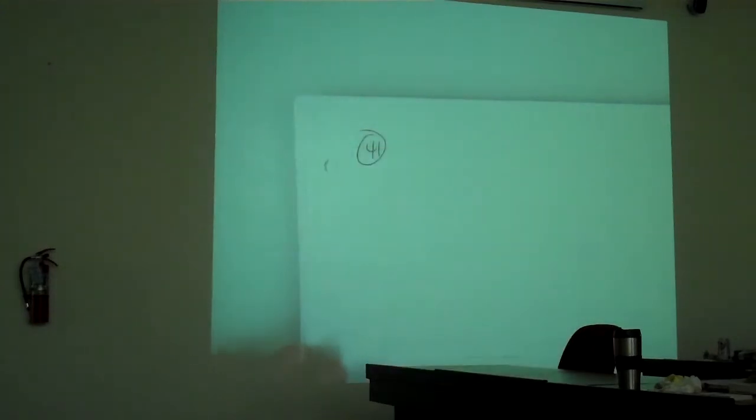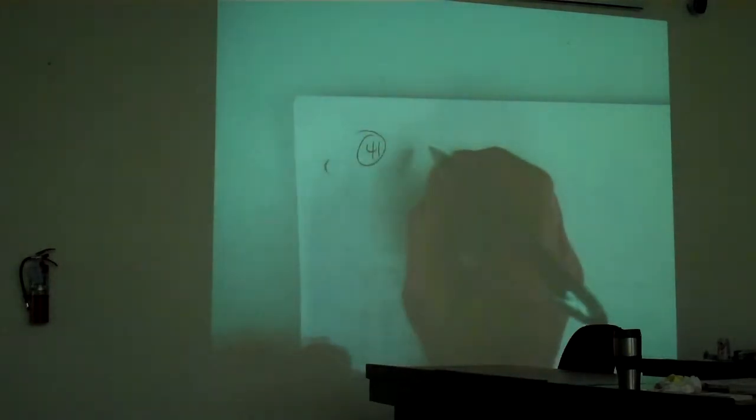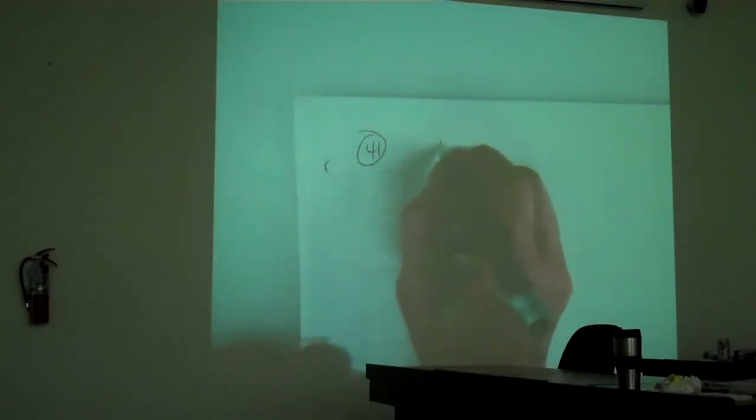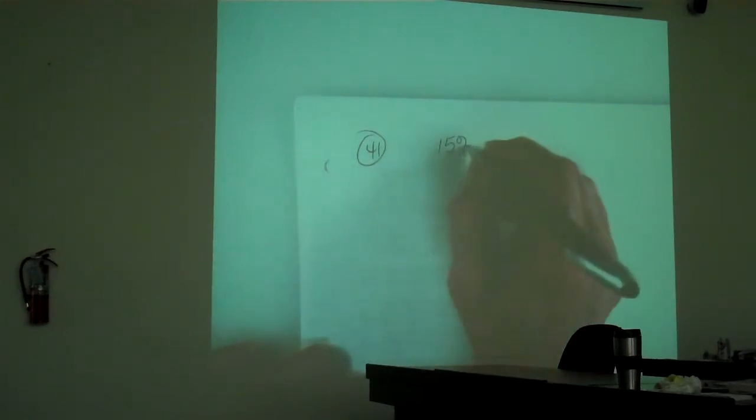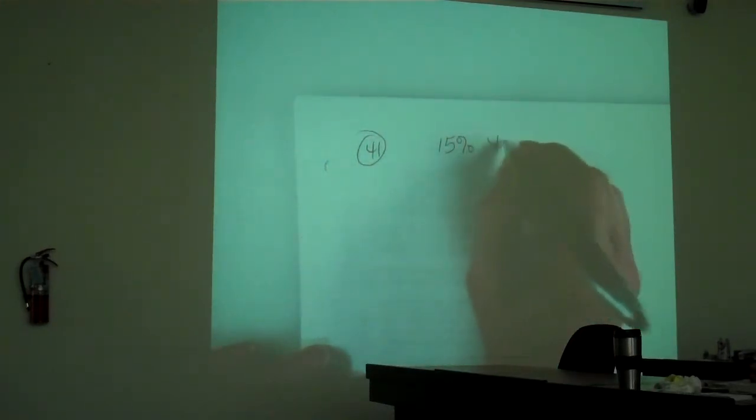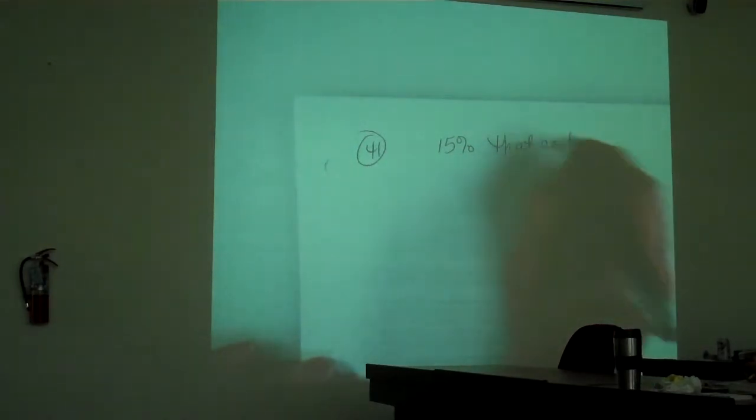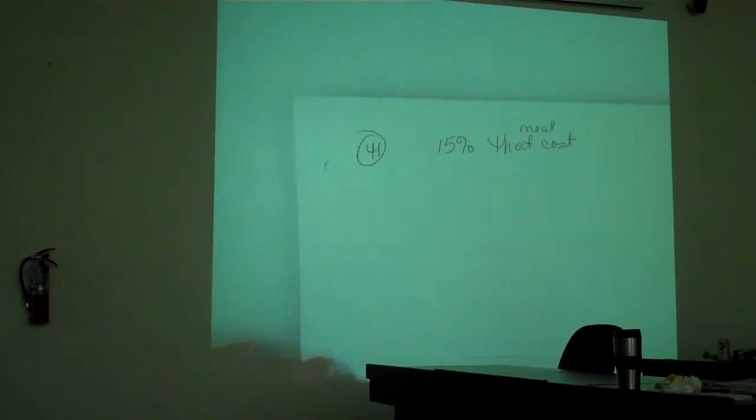Let's jump over to where there's some tipping. Page 179, there's quite a few problems that have tips involved. Okay, number 41, it says that Leon left a 15% tip per meal that cost $25.